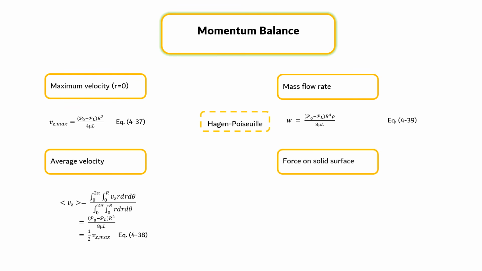Last but not least, the z-component of the force Fz of the fluid on the wetted surface of the pipe is just the shear stress τrz integrated over the wetted area, which can be expressed by equation 4.2-20. This result states that the viscous force Fz is counterbalanced by the net pressure force and the gravitational force.